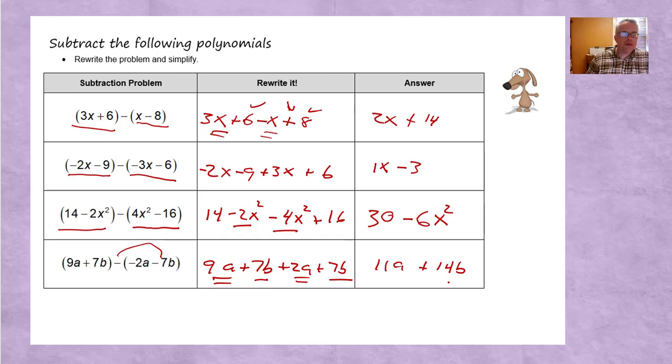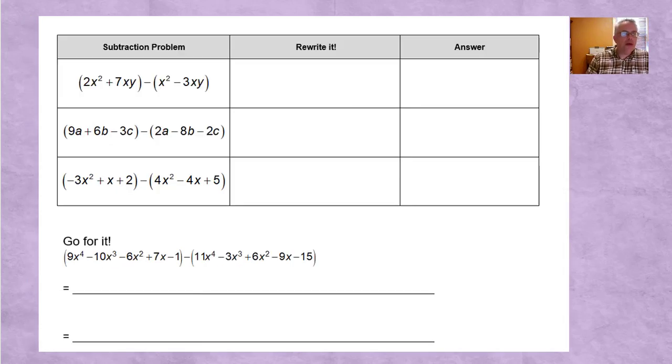Alright, let's do a few more examples, then we'll be finished. So here we go. These are really the same thing. The terms are a little bit more complicated. This first polynomial minus that. So let's rewrite it. 2x squared plus 7xy. First polynomial stays the same. Minus x squared. So we're subtracting x squared. Minus a minus 3xy is plus 3xy.